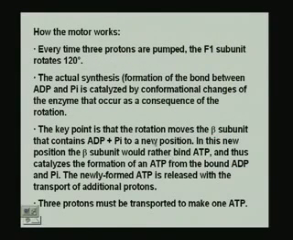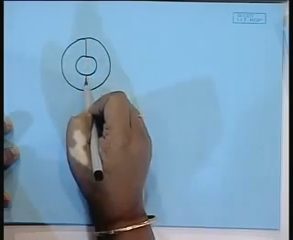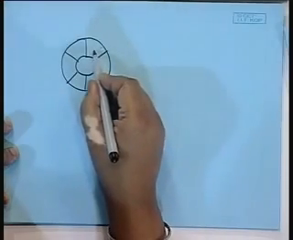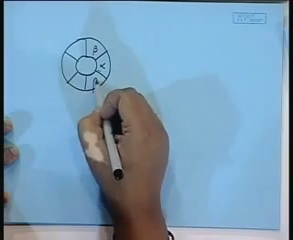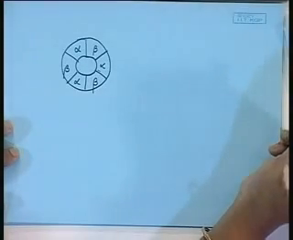Now, every time 3 protons are pumped, the F1 subunit rotates by 120 degrees. So, basically it looks something like this. If we just look at this top down, we have a central part here. I have a beta subunit here, an alpha here, a beta here, an alpha here, a beta here and an alpha here. It looks something like that.